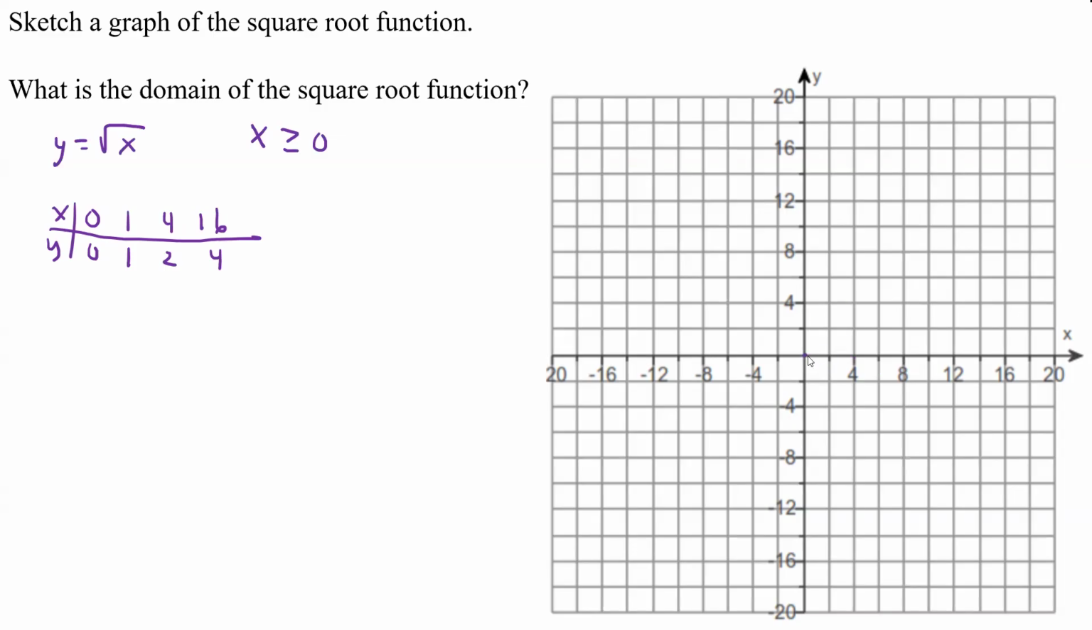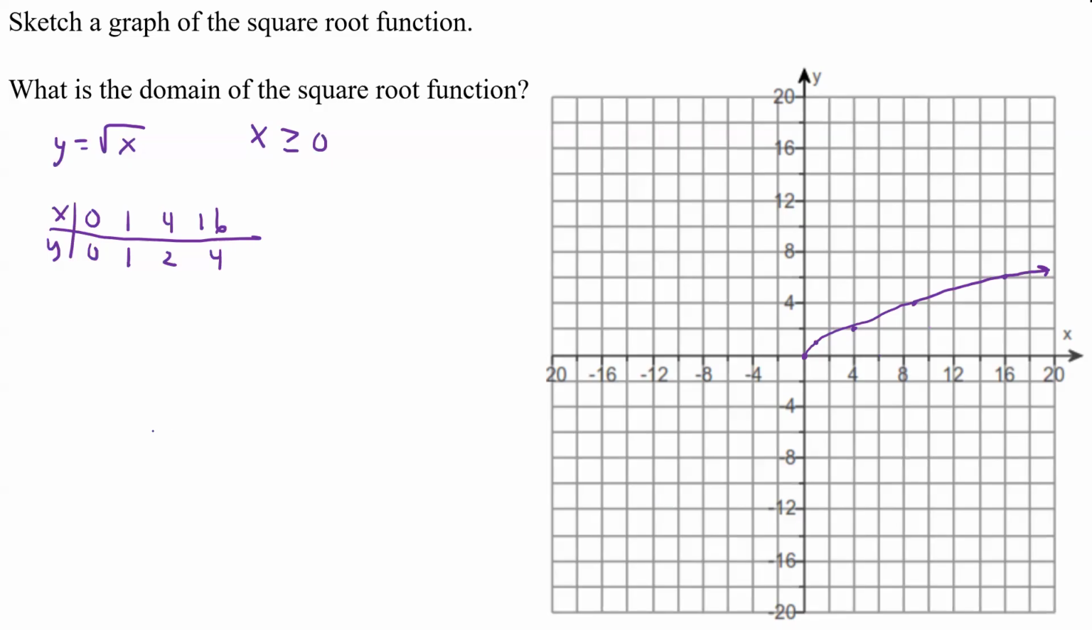All right, so we have 0. Then we'll make a mark, and then we have 1, which is going to be 1, so it's going to be up here about. And 4, which is going to be 2. And if we want to do 9, 9 will be 3, and 16 will be 4. And so basically, it's going to be something that looks like that. Okay, so that's the graph of it.